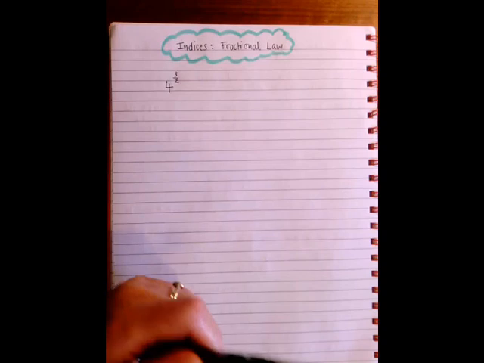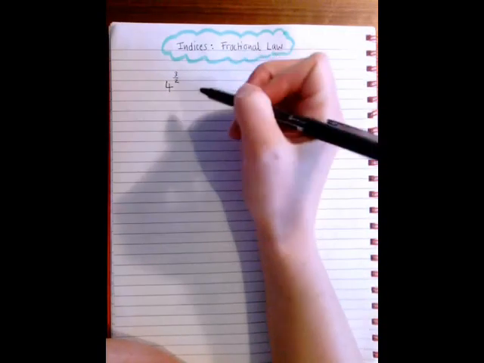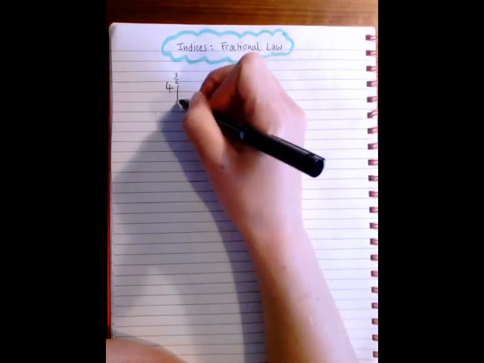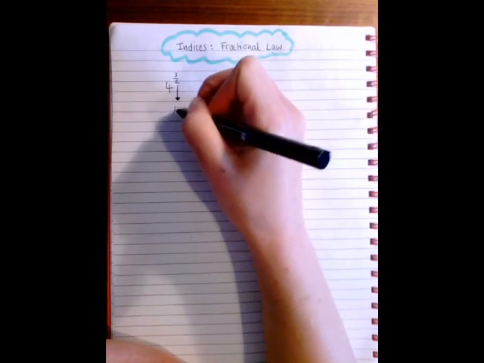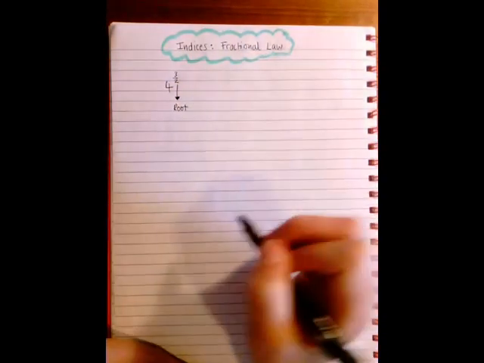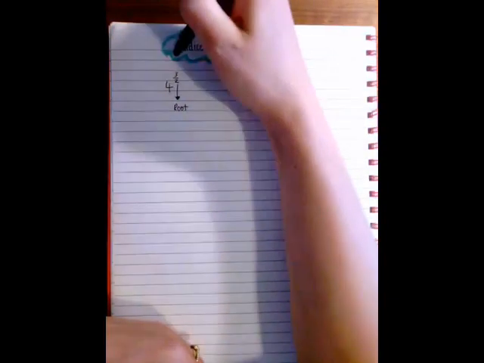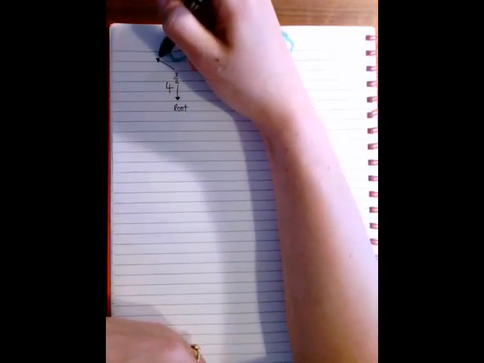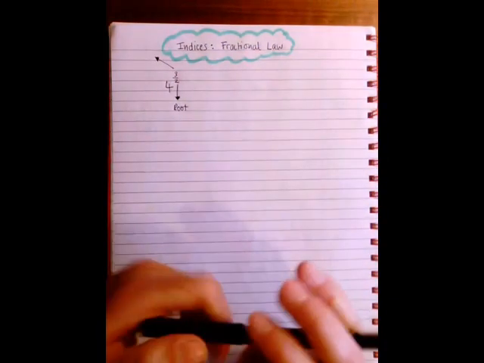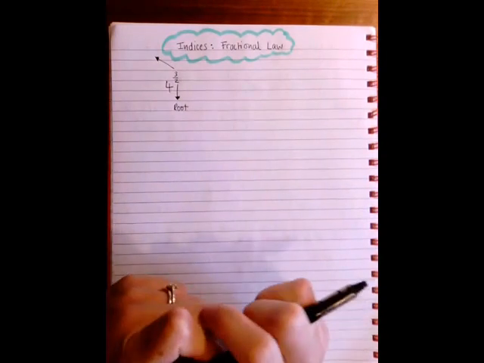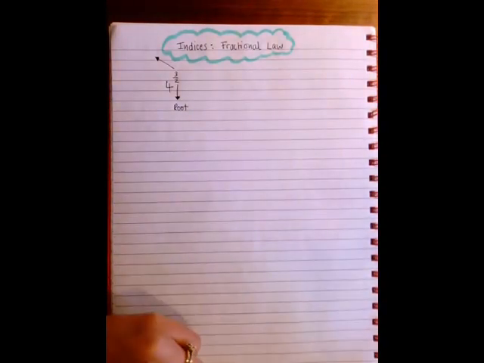Now the two numbers of the fraction tell you to do different things. The denominator tells you what root to take of the number, so it could be a square root, cube root, fourth root, etc. And then the top number tells you what power to do of the number, so how many times to then times it by itself, so that's the power.